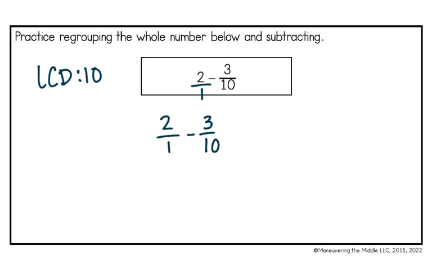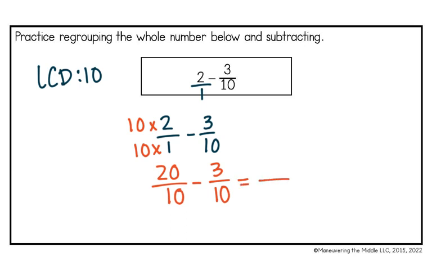So I can leave 3 tenths alone. I don't need to touch it. So I'm going to go over here and multiply 10 by 1, and then multiply 10 by 2, and then rewrite that fraction as 20 over 10, so 20 tenths, and then 3 tenths. And we are subtracting here. So our denominator is going to stay the same. It's going to stay 10, and 20 minus 3 is 17.